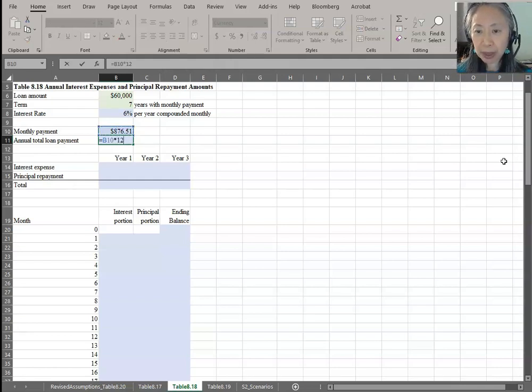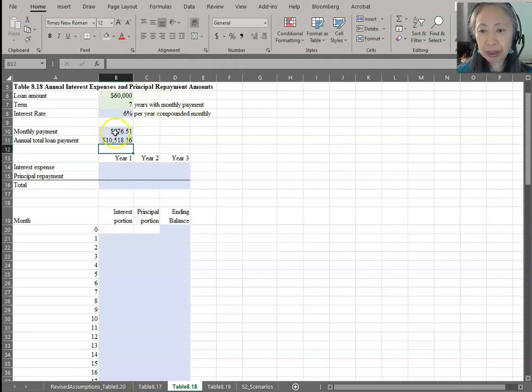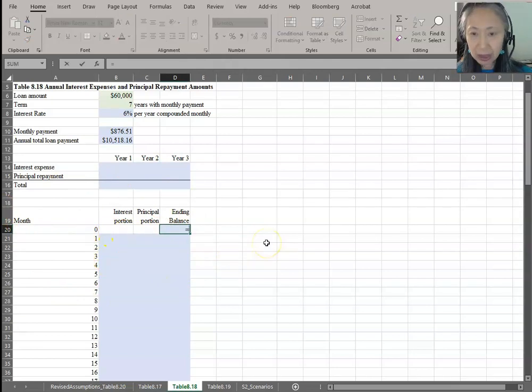So the annual total payment is the monthly payment times 12. In addition to that, we need to figure out what the interest expense is for the year and the principal payment for the year. You can use the Excel function to do that, but I want to also demonstrate how you can create an amortization table, and that will make it more clear where this number comes from. So let's get started. This is an amortization table. The ending balance is the loan amount.